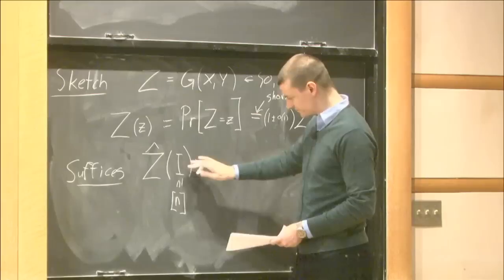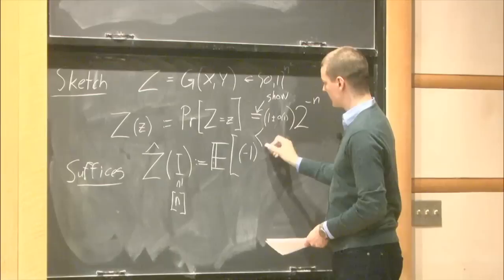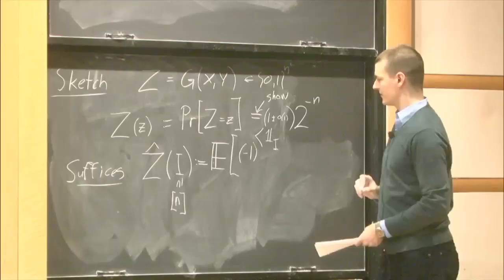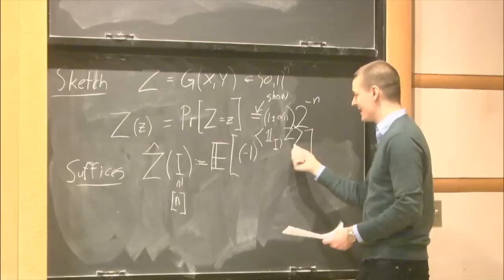Okay, let me write it down. So it just measures how many times the parity is even versus odd on this subset of bits. So this is the Fourier coefficient. This is the indicator vector for the subset of bits. Compute the inner product. So this is plus or minus 1 depending on the parity of the outcomes on that subset.